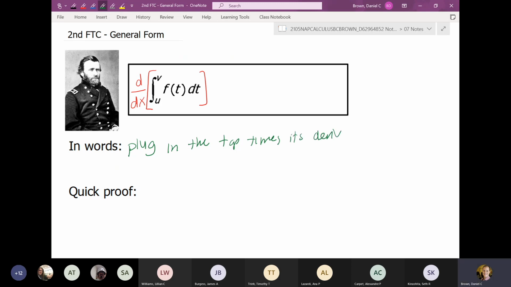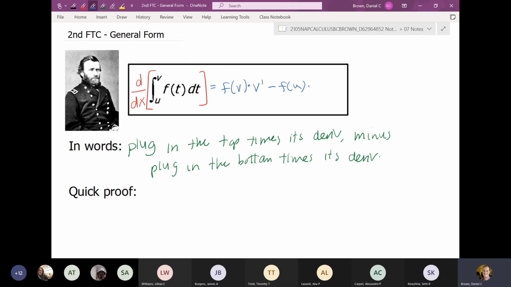And that's coming from the chain rule. And then minus, because we know that we're still using the first FTC, plug in the bottom times its derivative. Notation-wise, again, conceptually, we know the derivative and the integral are going to cancel each other out. So we're going to have plugging in the top minus plugging in the bottom, but we are taking the derivative, so we're still going to have to follow the chain rule. So there's the notation of what that in words is going to represent.